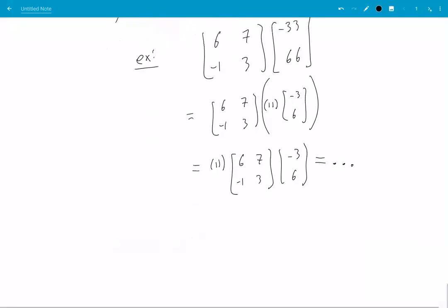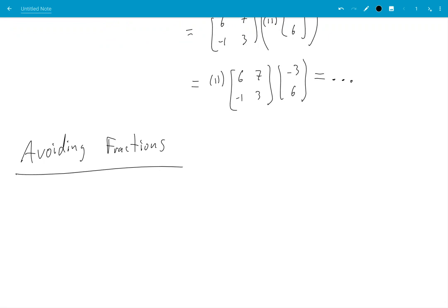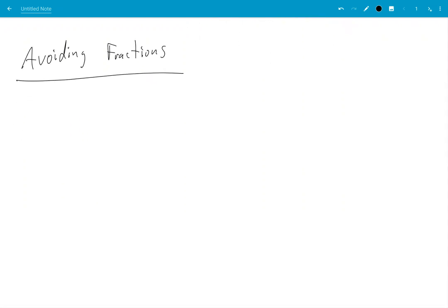Okay, now would be a good time to talk about something that is close to my heart. Avoiding fractions. So if you're row reducing and you find yourself with fractions early on in your reduction, then you're gonna have some pain. And let's see if we can avoid some of that pain.